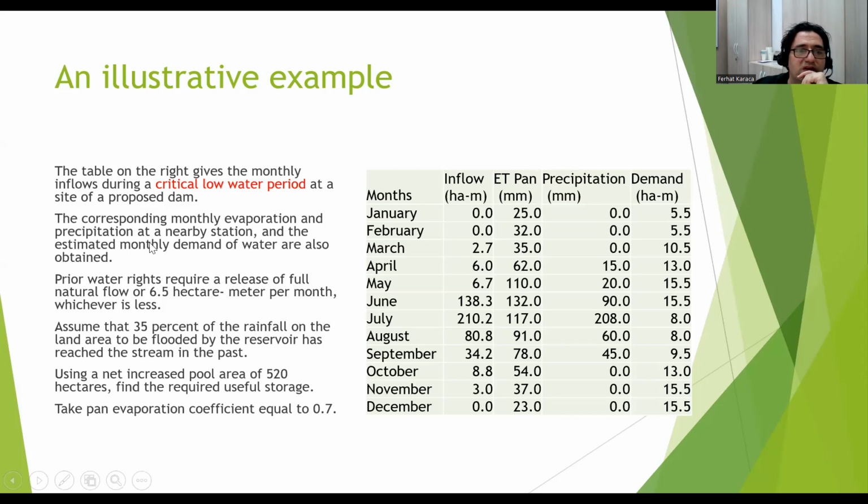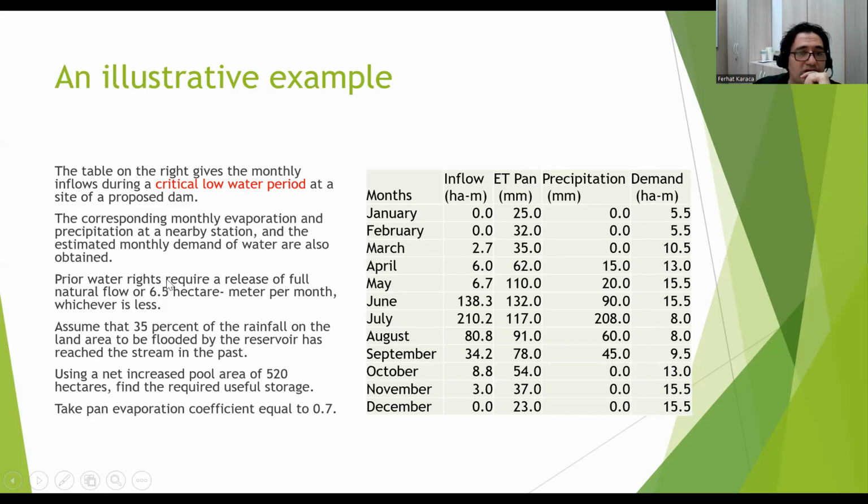And the estimated monthly demand of the water is also obtained. Okay, so we also have the water demand in the area. You see that the people in the region demand less water in January and February, but the water demand goes high in spring, maybe because of some agricultural activities. People need some water to plant their crops. They also need more water in October, November, and December. So this is the demand data you already get from the area.